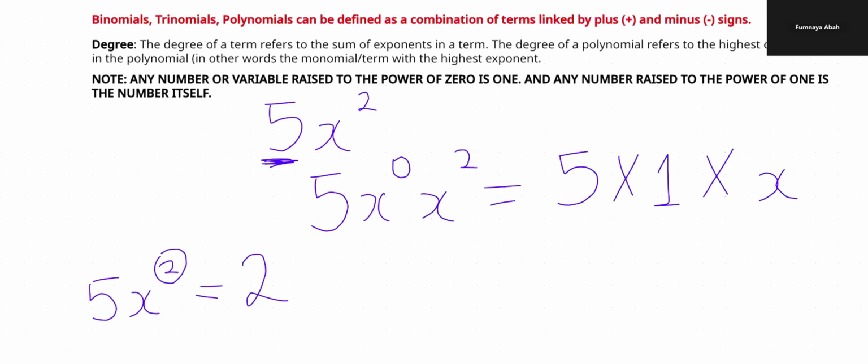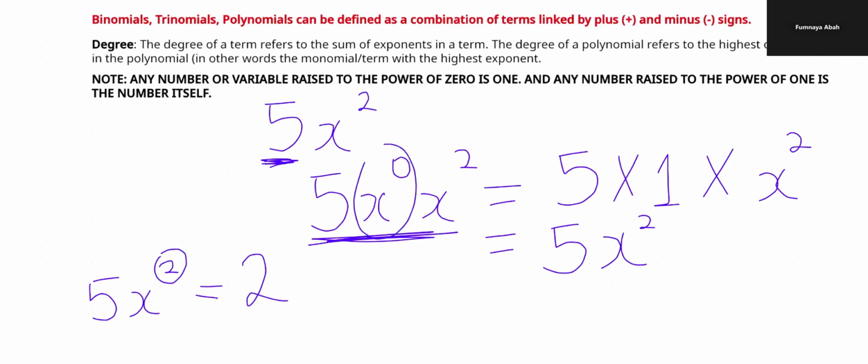And if we multiply this out, 5 times 1 is 5, and then 5 times x squared is just the same as writing the number and the variable together. We can ignore the multiplication sign. So this is how 5x squared is the same as saying 5 times x raised to the power of 0 times x raised to the power of 2, because any variable raised to the power of 0 is 1. So when we have 5x squared, there's an invisible x raised to the power of 0 there. So that's why when we have coefficients in front of variables, we usually disregard the coefficients and focus on the exponents of the variables.